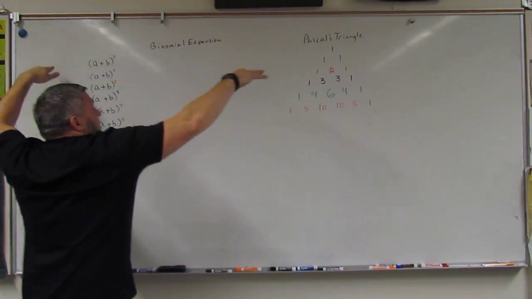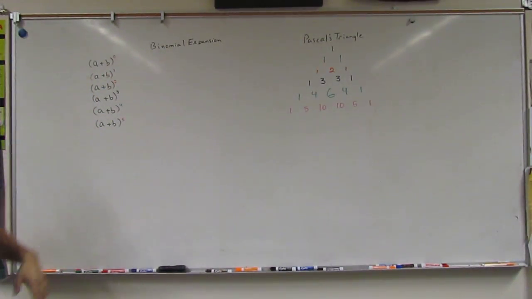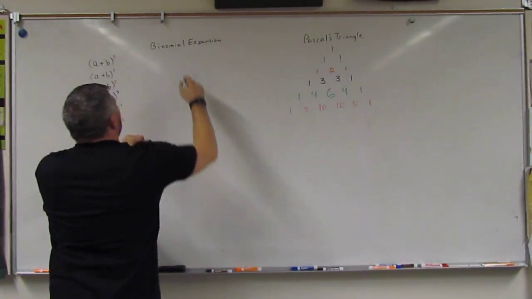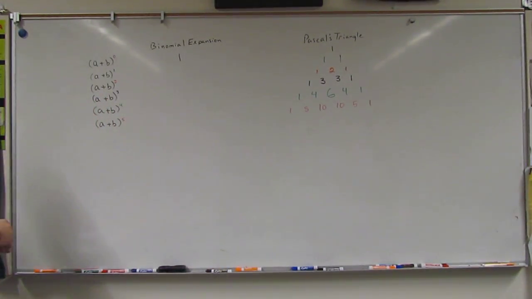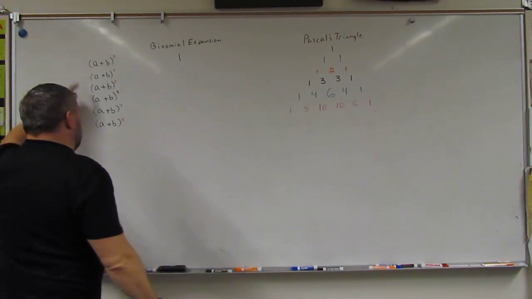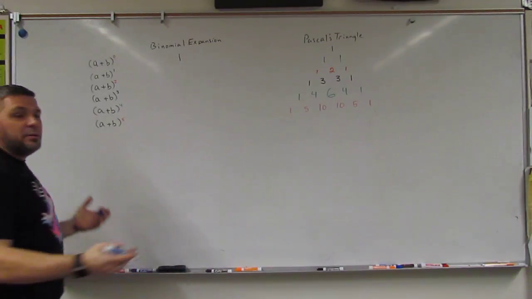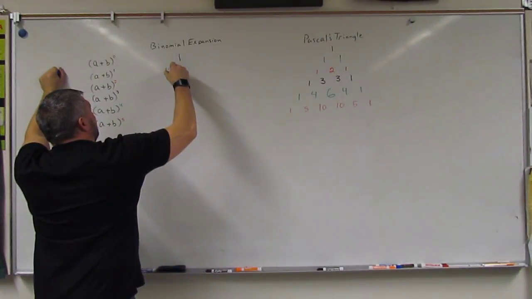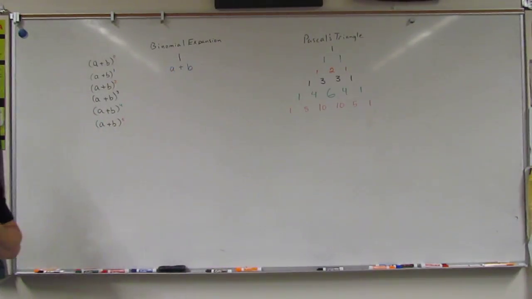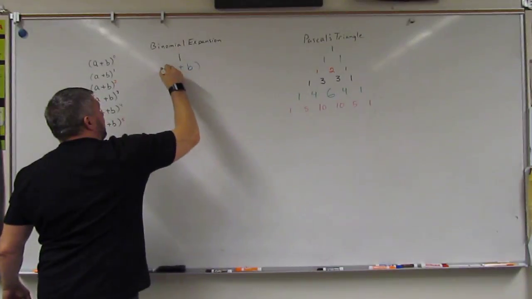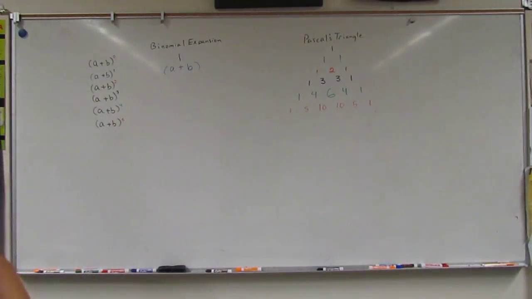In the first one, it equals 1. Because anything to the 0 power is 1, right? Okay, so that was easy. Blue. Anything to the 1 power is A plus B itself, right? Okay? So there's 1A, 1B. Does that make sense?